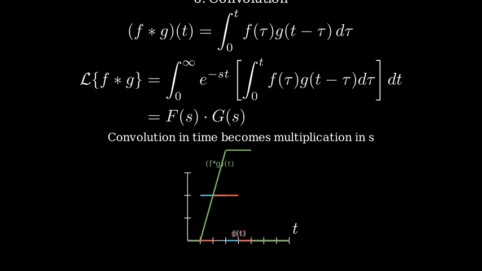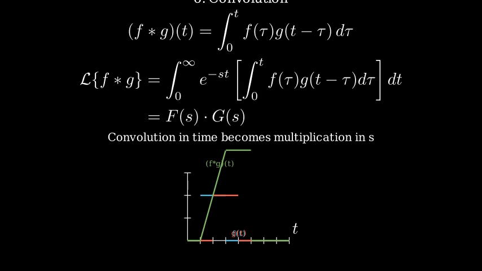Let's discuss 2 important theorems that help us quickly determine limiting values. The initial value theorem states that if f and f prime are Laplace transformable, then the limit of f(t) as t approaches 0 plus equals the limit of s times F(s) as s approaches infinity. Intuitively, this means we can find the initial value of a function by examining its Laplace transform at very high frequencies.